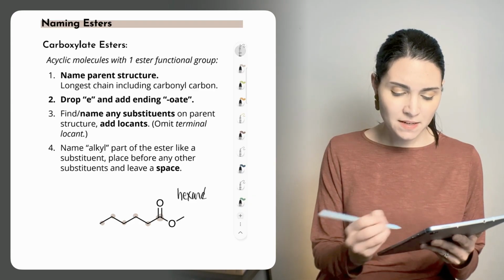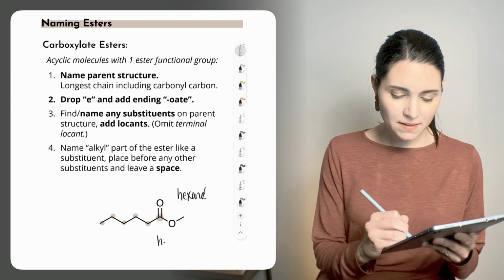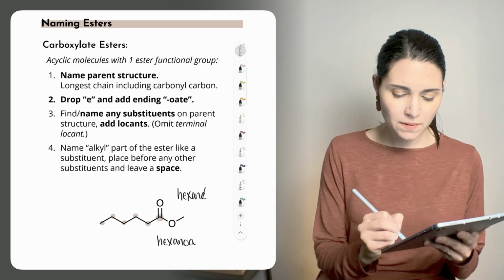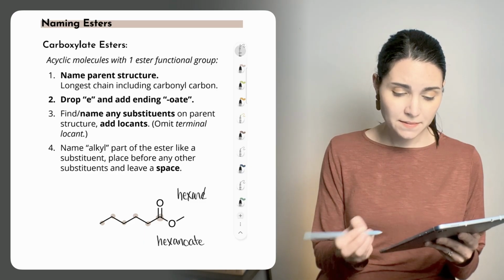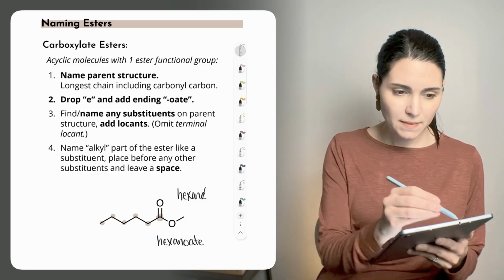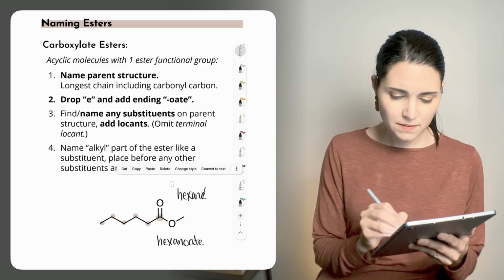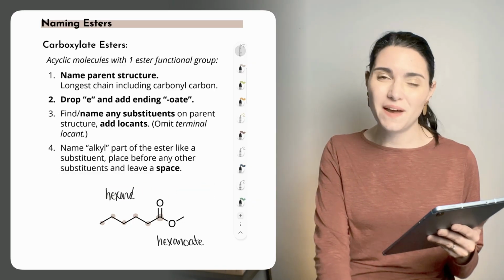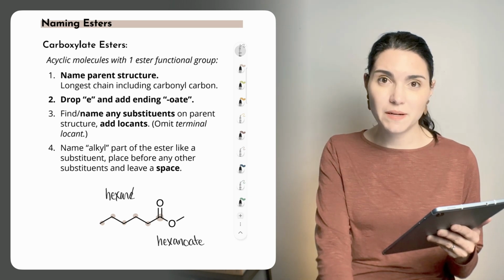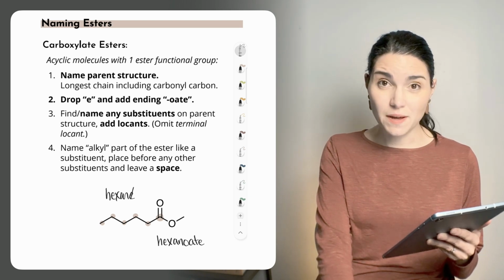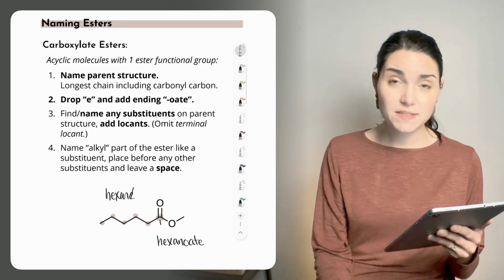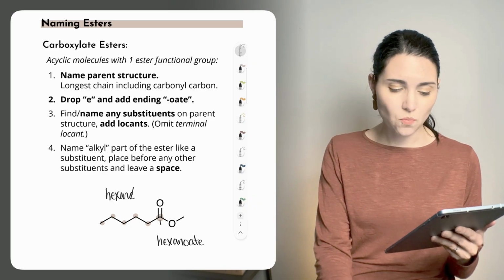So drop the E and then we get hexanoate. I'm going to move this hexane over here. If we had any other substituents on that parent structure, we would name them and then give them locants based on this carbonyl C double bond O carbon being number 1.